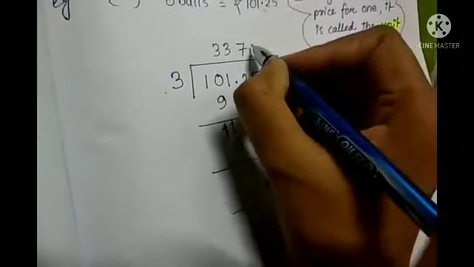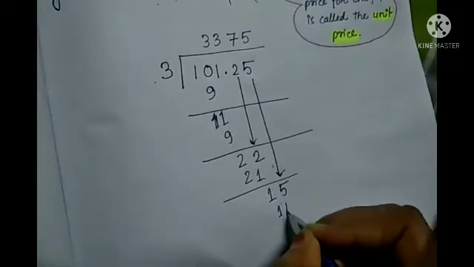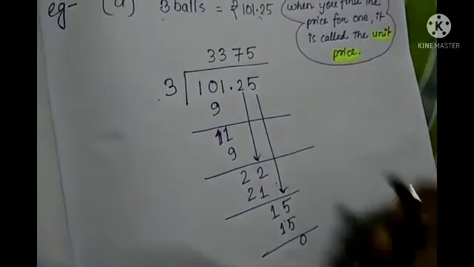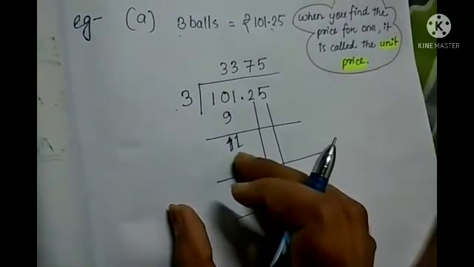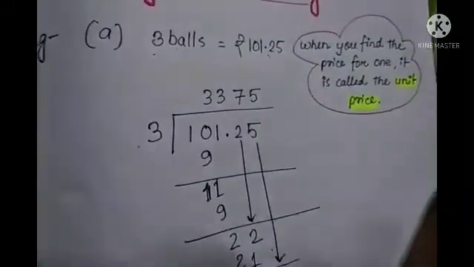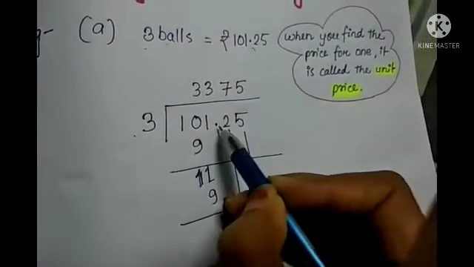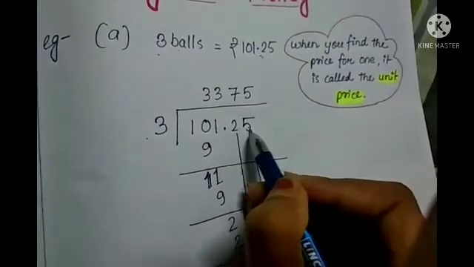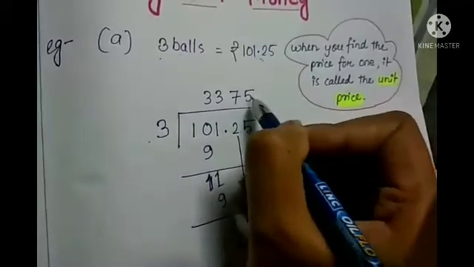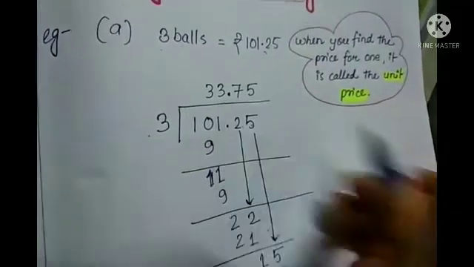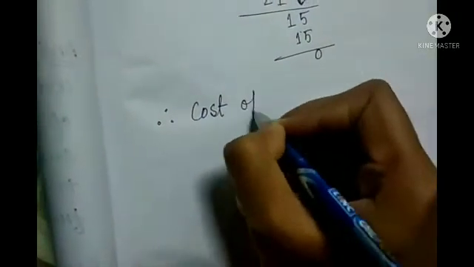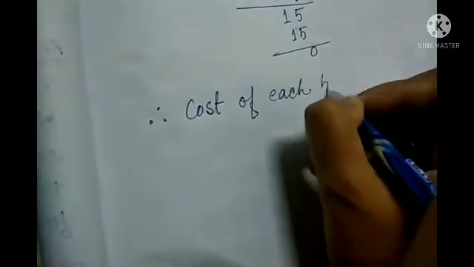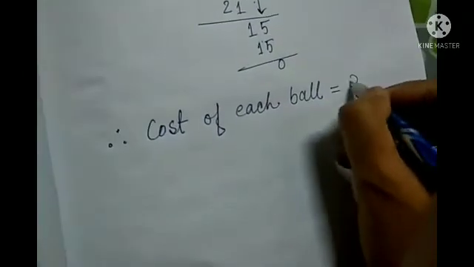So you know that 3 5s are 15. So you get the remainder as 0. So we get our quotient. Now we have to place the point. Okay, so where will the point be? So here you see in the dividend, where is the point? From the right hand side, 2 digits and then the point. So here also you have to follow the same pattern and put the point. Okay, so that means now you can write, therefore, cost of each ball is equal to rupees how much?